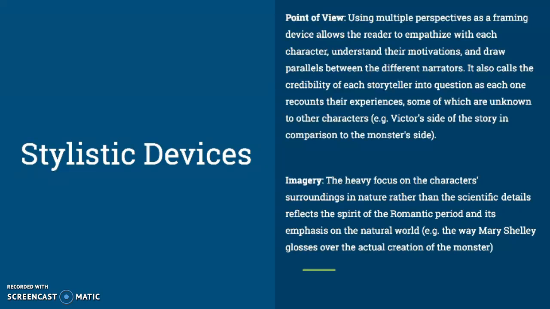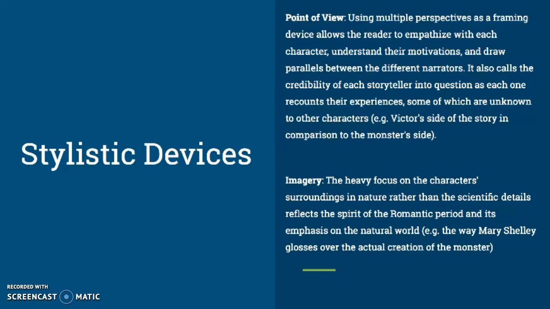The story is told from Robert Walton's perspective, then Victor's perspective, and then the monster's perspective, and you get different understandings of each character depending on who's telling the story. It also calls the credibility of each storyteller into question as each one recounts their experiences, some of which are unknown to other characters.